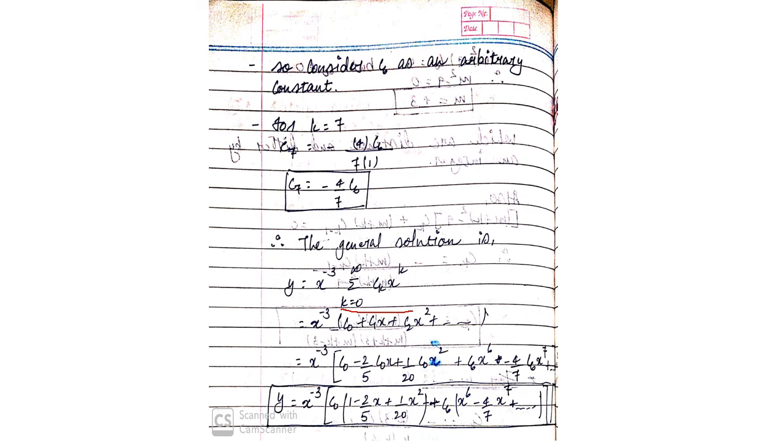So minus 4 into c6 upon 7 and so on. So here you have two coefficients, c0 and c6. You have to write the answer in these two forms only. So x to the minus 3 as it is. From all these terms I am keeping outside c0 and c6. So c0 into the bracket we can write 1 minus 2x upon 5 plus x square upon 20 up to so on, plus c6 into the bracket, again write its terms, that will be x to the 6 minus 4 upon 7 x to the 7 up to so on.